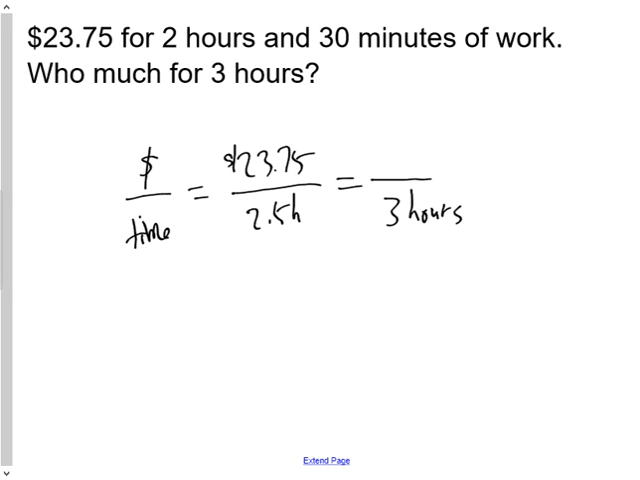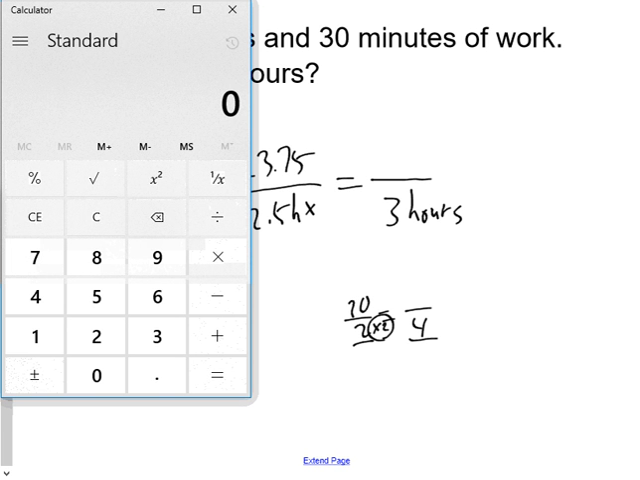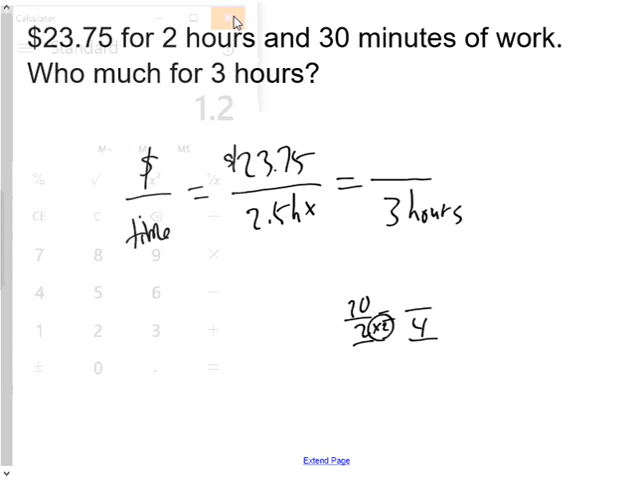In order to figure that out, think of an easier question. If I did 20 over 2 equals blank over 4, what did I multiply 2 by to get 4? I would have multiplied it by 2. So this number divided by this number gave me the multiplier. Okay? So therefore, 3 divided by 2.5 equals 1.2. So therefore, we multiply 2.5 by 1.2 to get 3 hours.